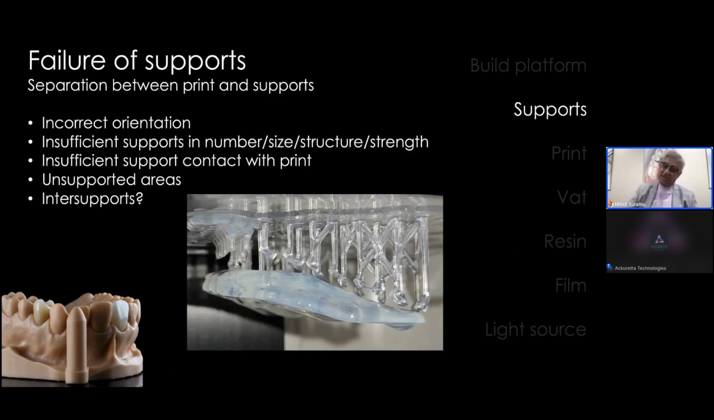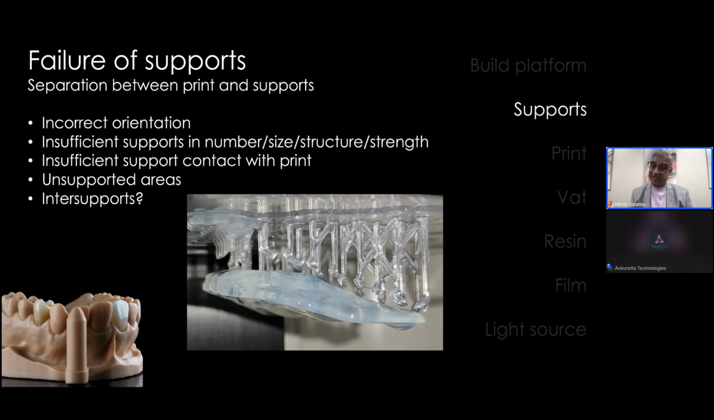So support failures usually occur just between the print and the supports itself. And invariably, these are because of poor orientation of a print. Insufficient supports in number, size, structure, strength, all of those properties we just spoke about, all of those can contribute to supports as well. Or if the contact angle of a support with the print is not great, then that can be a problem. This was a failure when I did manual slicing.